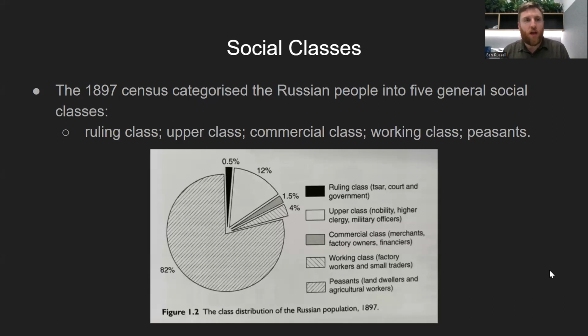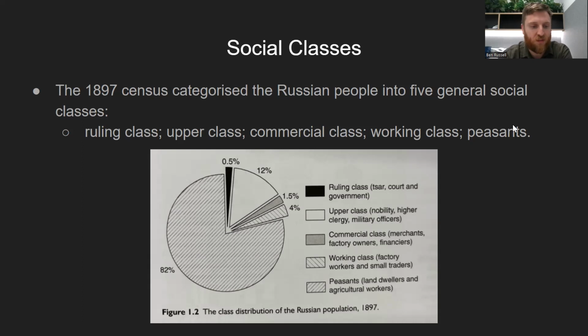So in terms of social classes, the 1897 census categorized the Russian people into 5 general social classes. We've got the ruling class, which made up 0.5% of the population, the upper class, making up 12% of the population, the commercial or middle classes, which made up 1.5% of the population, the proletariat working class, and I'll explain what proletariat means soon, made up 4% of the population, and the largest by far social class was the peasants, who made up 82% of the population.